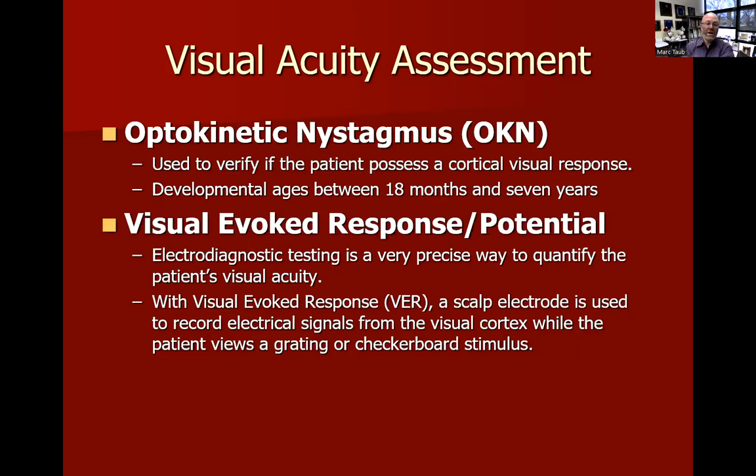We also have the OKN drum. The OKN, actually, you can use the drum, you can use an OKN flag. I've even seen OKN on a computer or a tablet. You always have, if you really get desperate, electrodiagnostic testing. In the US, many of the colleges of optometry have this testing, as well as many offices, as the price of the equipment and portability of it has gotten better.